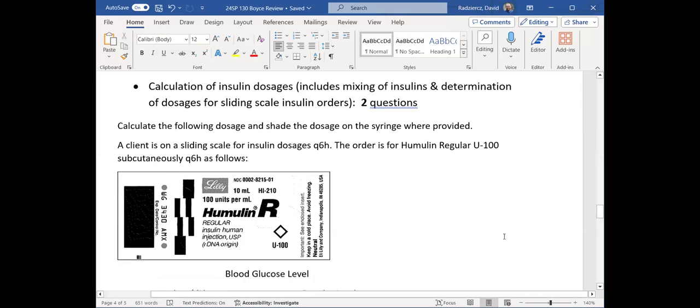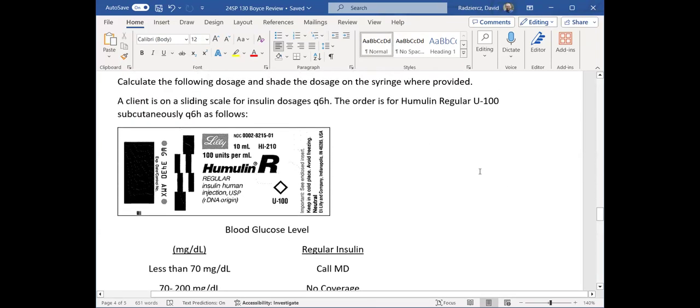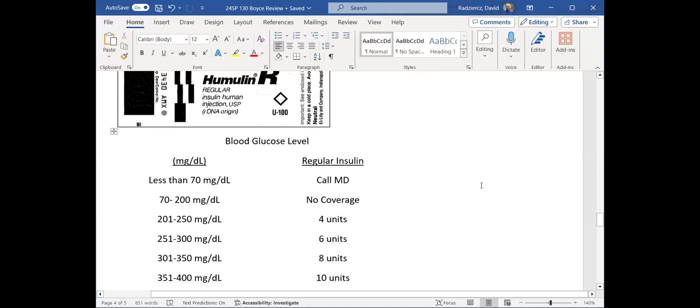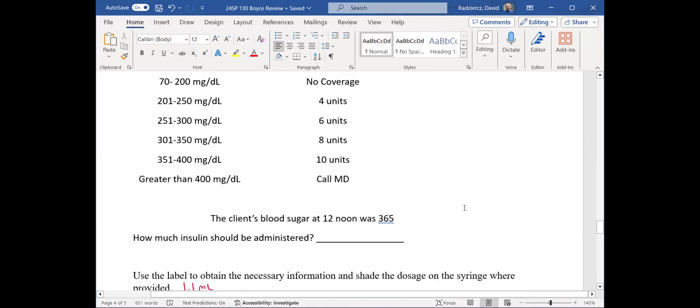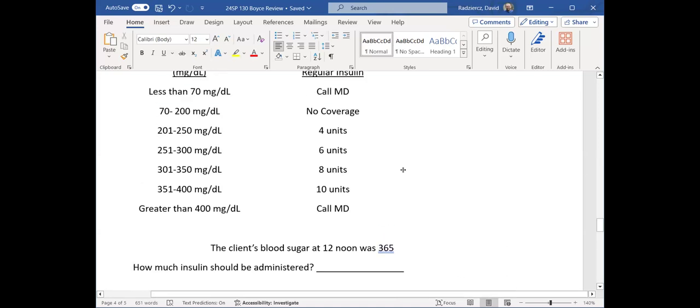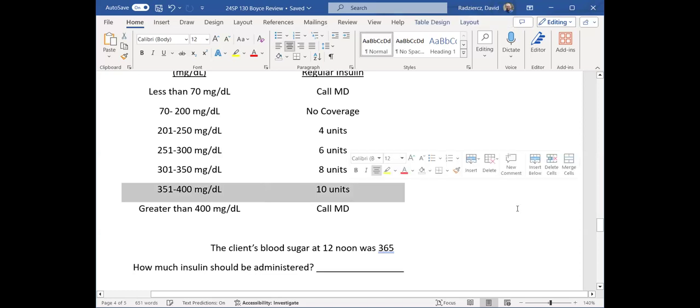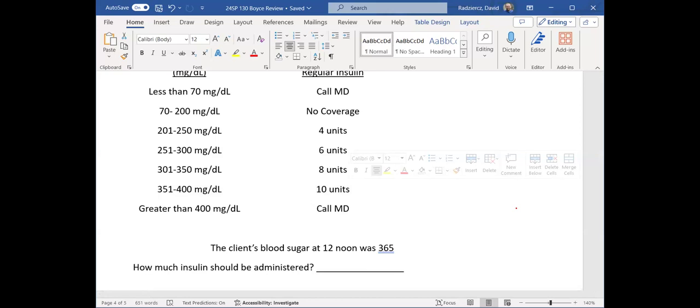syringe? And then this is doing what's called a sliding scale. So the patient's in the hospital and they're adjusting their insulin levels depending on what their blood sugar readings are. And it says here, client's blood sugar at noon was 365. So then you just look to see what insulin range that falls into. So that falls into this one right here. So how much insulin should be administered? For this one, it would be 10 units. I should write 10 units.